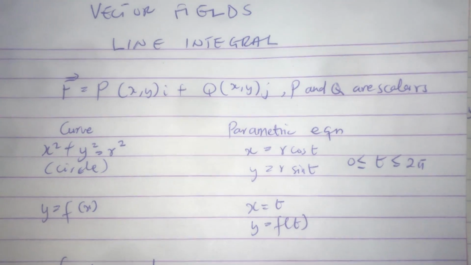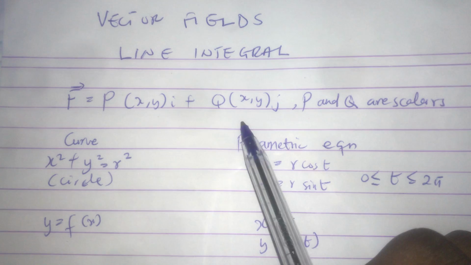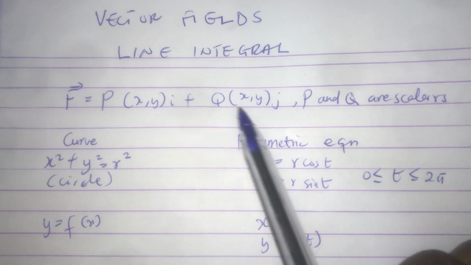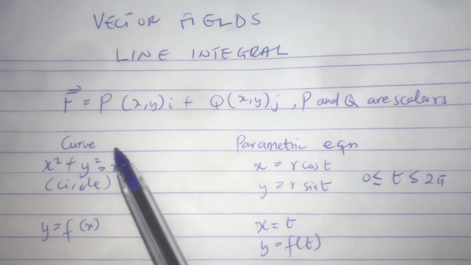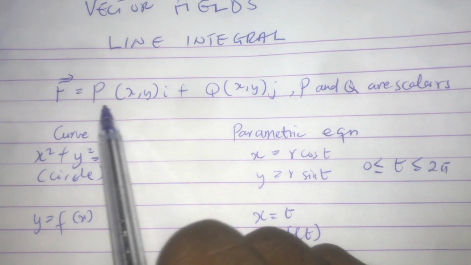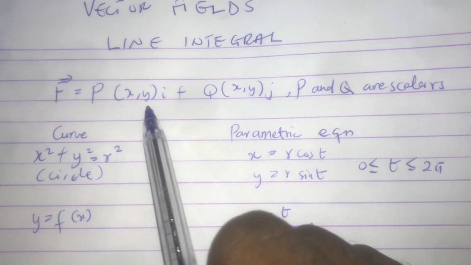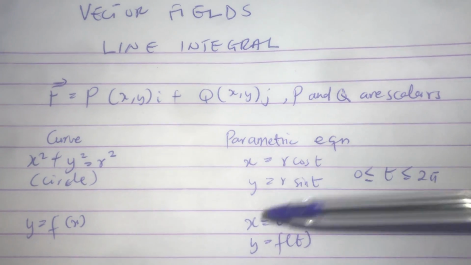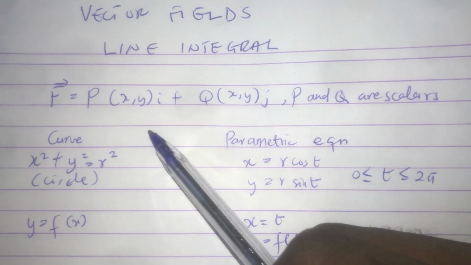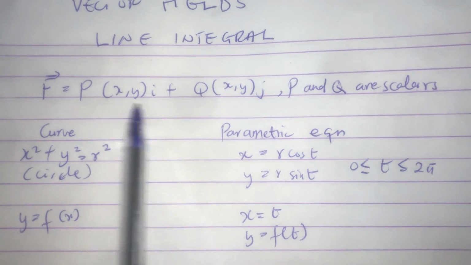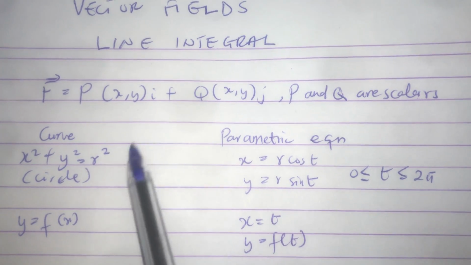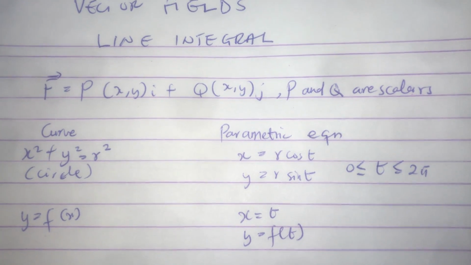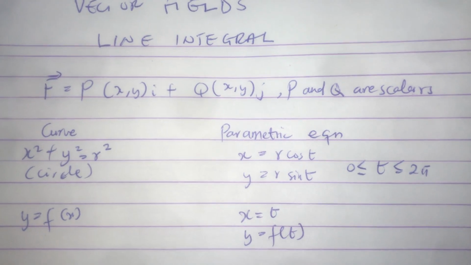If you have a function of this form, then it's said to be a vector. So this is the x component and this is the y component. Here, the P of x, y tells you that it's a function of x and y. So P of x, y can be either a scalar form or a function of x, y. When you have a function in this form, it's said to be a vector field. Now, under vector field, we are going to look at line integral. With line integral, we are going to look at parametric equations as well.